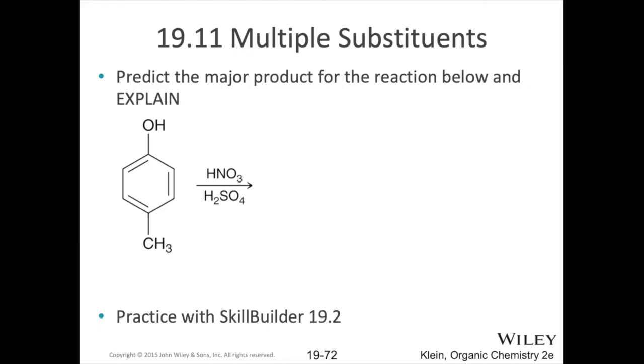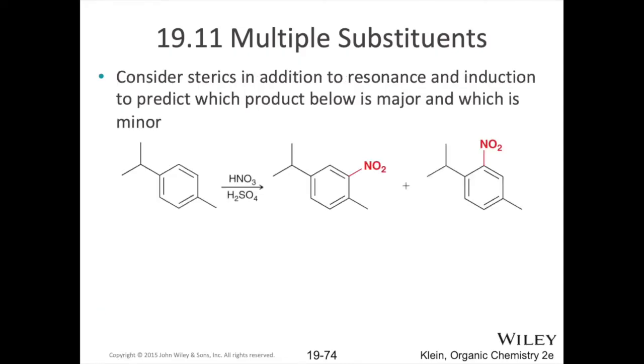Well, this is why we wanted to categorize our groups into strong activators, strong deactivators, or moderate or weak, because that is what we use as our tiebreaker there. So these are both activating groups, but you have to remember that an alkyl group is only weakly activating, whereas an alcohol group is a stronger activator, right? So as a result, this alcohol group is going to take priority. The nitro group is going to show up at the position that's ortho to that. Okay, and that is what we observe.